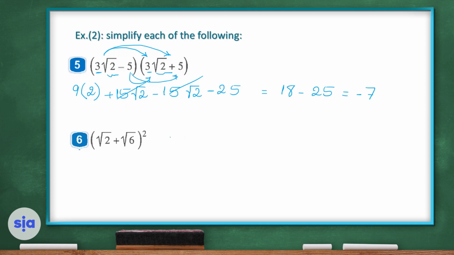Question 6. This bracket has a power of 2. So that means that this bracket is multiplied by itself.